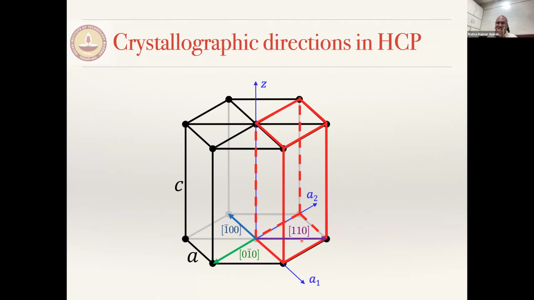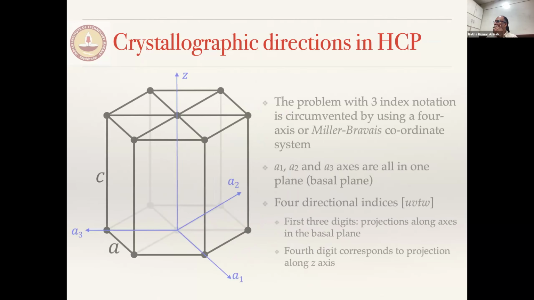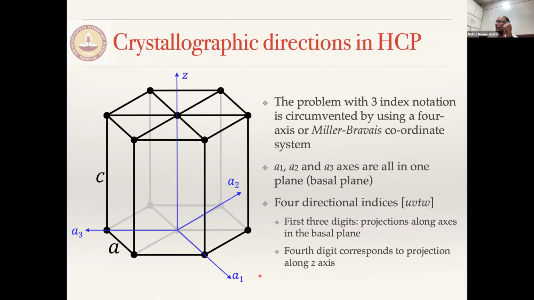So how do we circumvent this problem? People have come up with some suggestions. In this case, no permutations are possible for equivalent directions. So in order to avoid this, people have come up with something called a 4-index notation.